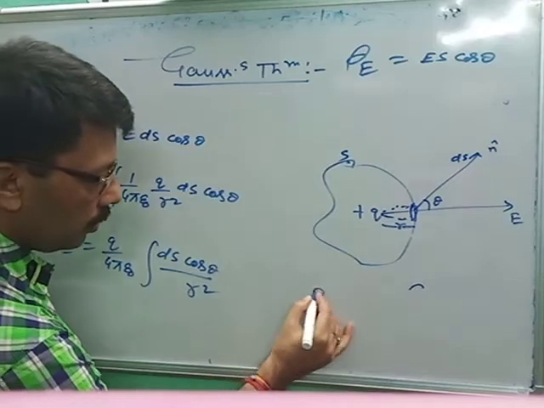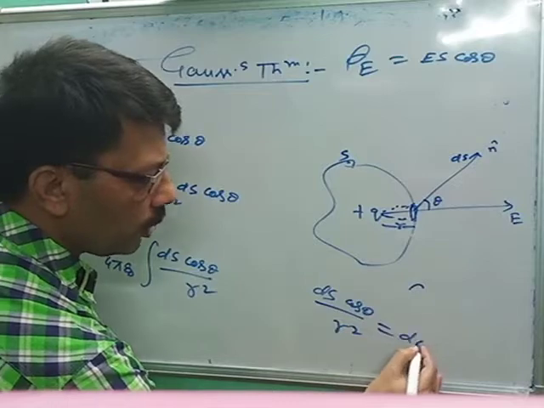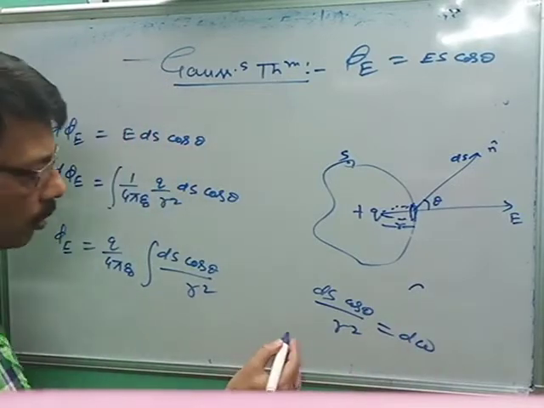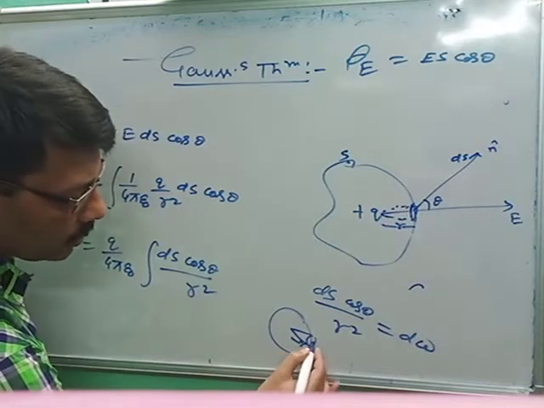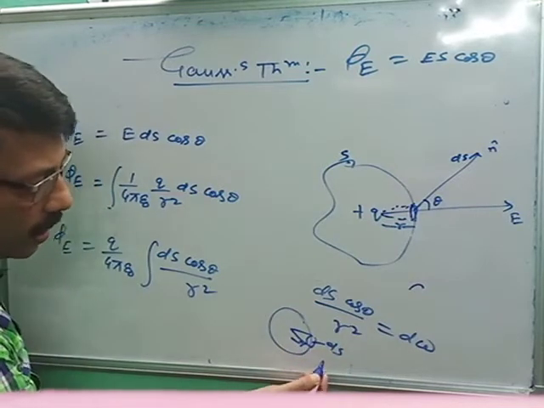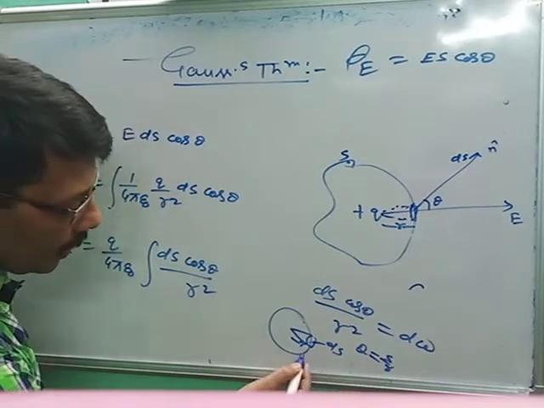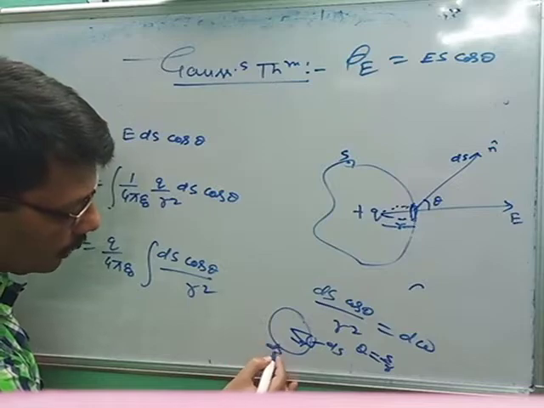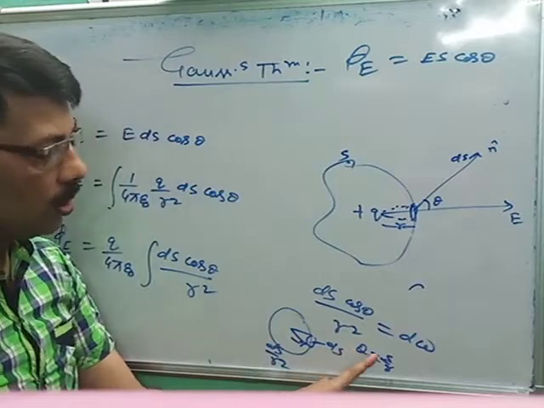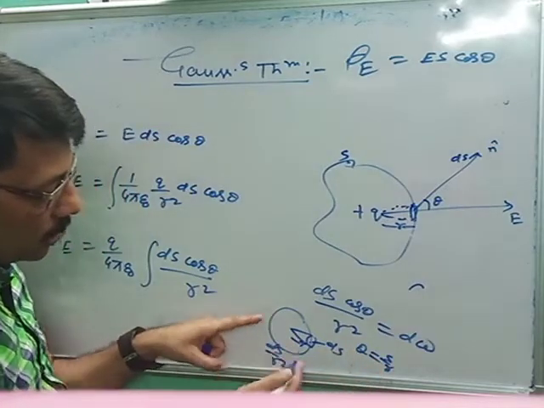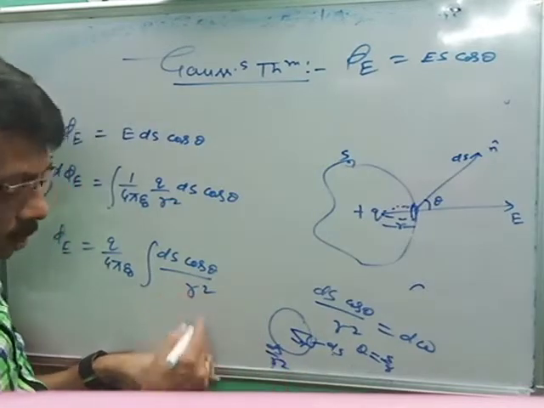But ds cos theta upon r square is equal to d omega. This is the solid angle. You know, let's suppose this is any surface, and it is the surface area, distance is r, and the surface element is ds. For an angle, angle is equal to arc upon radius, so it will be s upon r, and a solid angle will be ds upon r square. This is the difference between angle and solid angle. Angle is equal to arc upon radius. Solid angle is equal to surface area upon square of distance. This is ds upon r square.